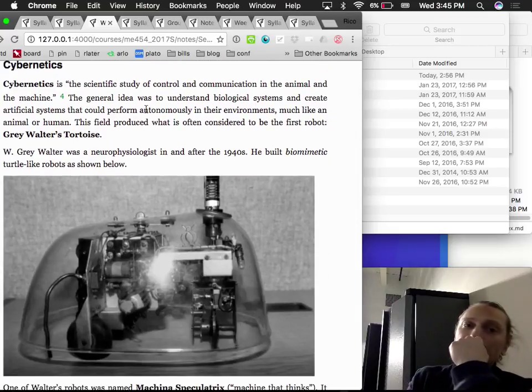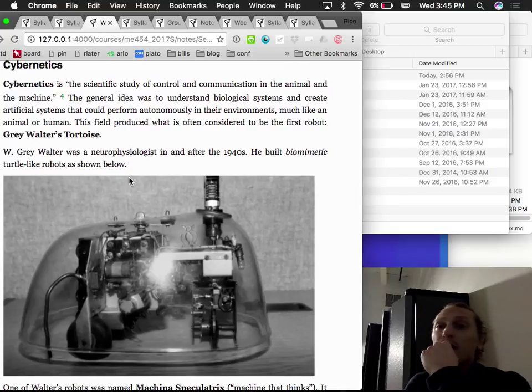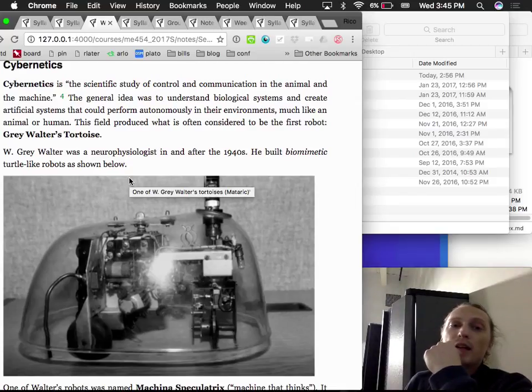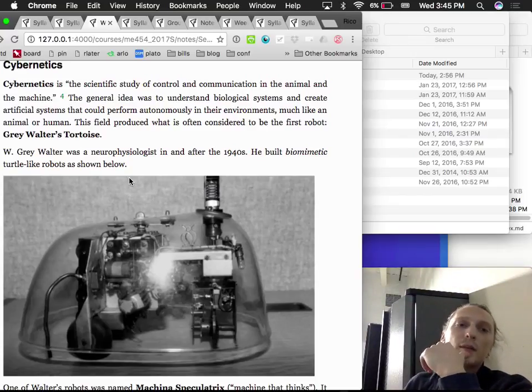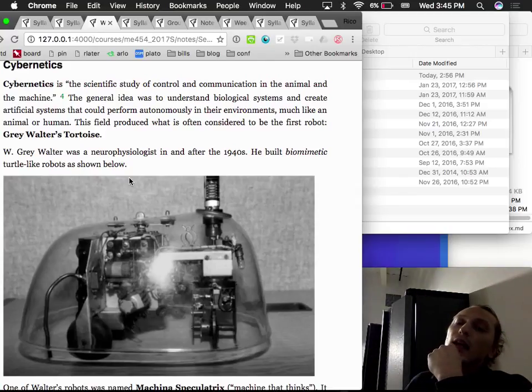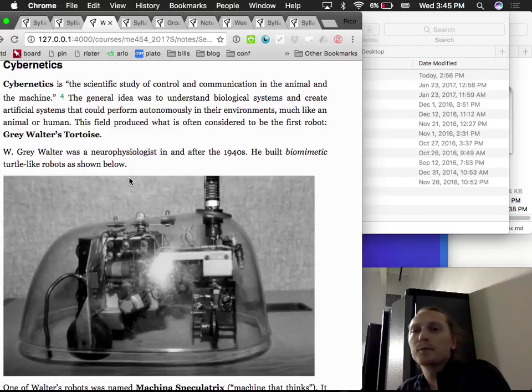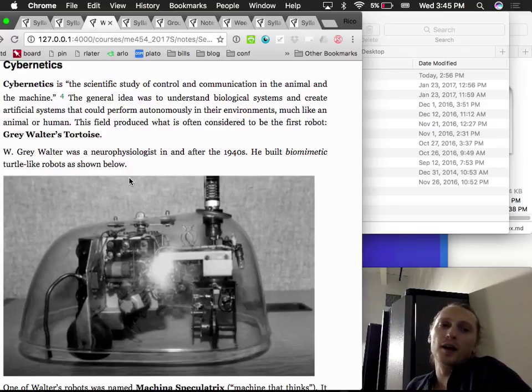Cybernetics is the study of control and communication in the animal and the machine. It's not really around anymore. It sort of is, it's just sort of changed names, and we'll talk about that. But it was originally called cybernetics. The general idea was to understand biological systems and create artificial systems that could perform autonomously in their environments, much like an animal or human. This field produced what is often considered to be the first robot, Grey Walter's tortoise.